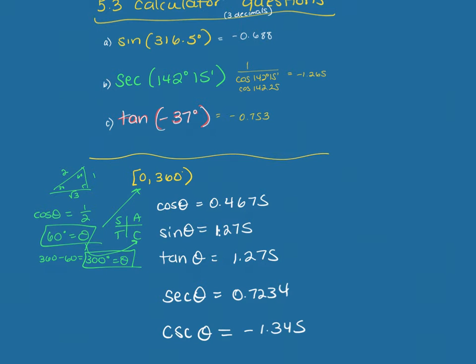Can you just explain the tangent one, like C? Can you just explain how to put it in? You literally just write tangent and then negative 37. Okay, because I'm getting something different. I don't get that. I get something different for all of them.